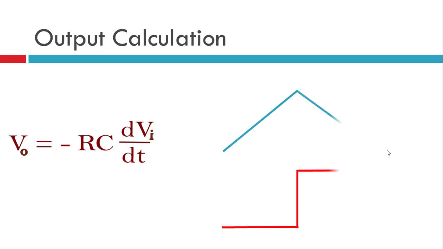Then when the input is going towards the negative end, we get the positive. Now why is it going negative? Because as we can see, V0 is minus RC times the derivative. So when the input slope is going towards the positive end, from low value to high value, we get the output in the low state, and when it is going from high to low, we get the high state. This is because of the negative sign, since the input is connected to the negative end.